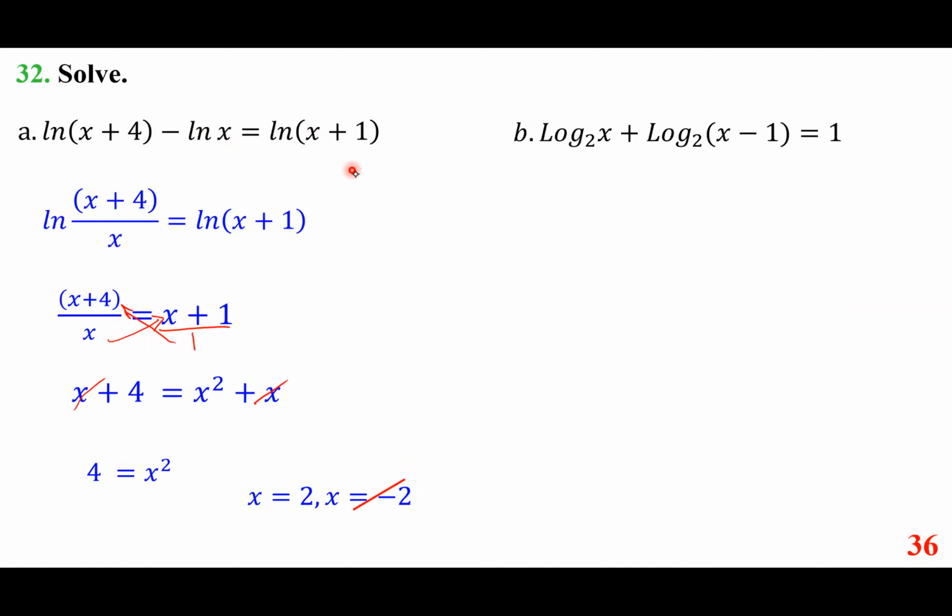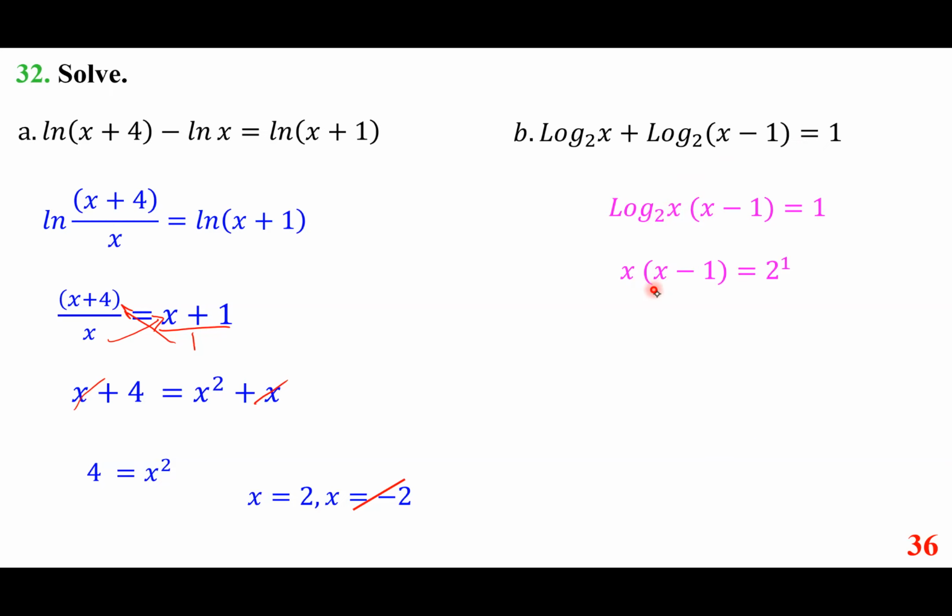What happens when we have logs on one side and a number on the other? And if you happen to have them on both sides, bring all the logs to one side, all the numbers to the other, combine the logs. In this case, it is log base 2 of x times x minus 1. And therefore, x times x minus 1 is 2 to the power of 1. Now we go with the definition. I'm assuming nobody has any problem with the definition. So x times x minus 1 is 2 to the power of 1.